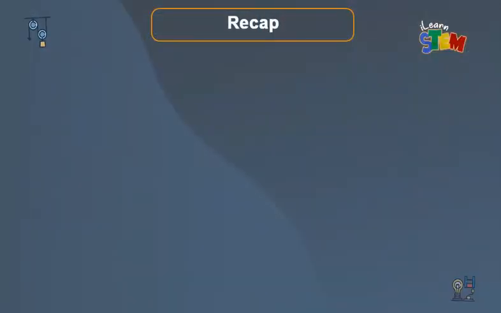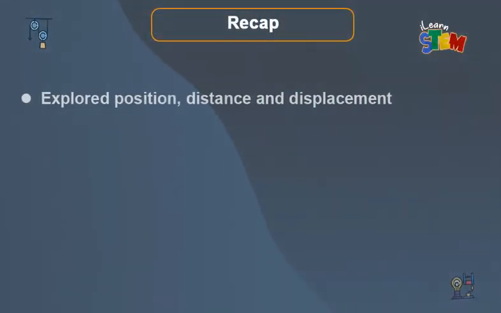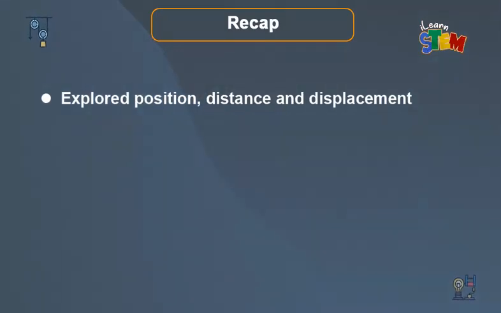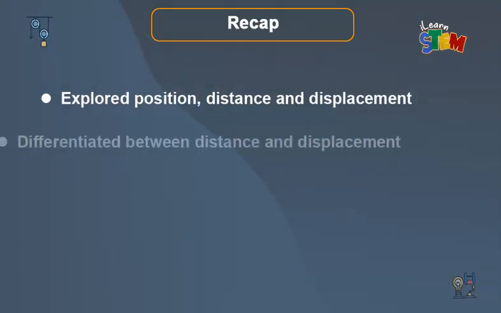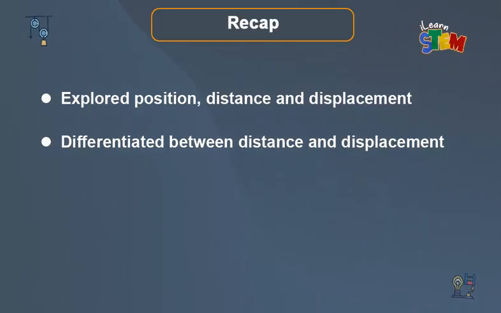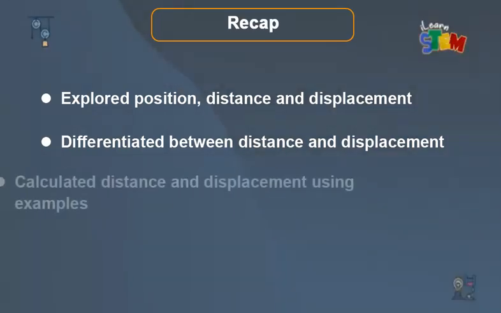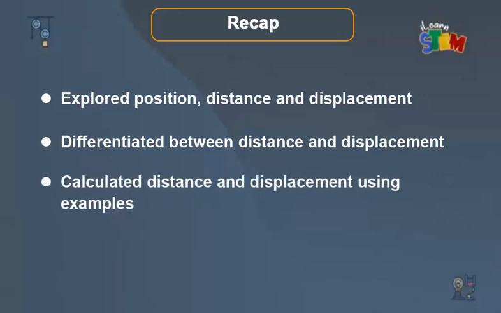In our last lesson, we explored position, distance, and displacement. We also discussed the differences between position, distance, and displacement. We further went ahead to solve some calculations using examples. Exciting, isn't it? Before we dive in, let's look at our lesson objectives.